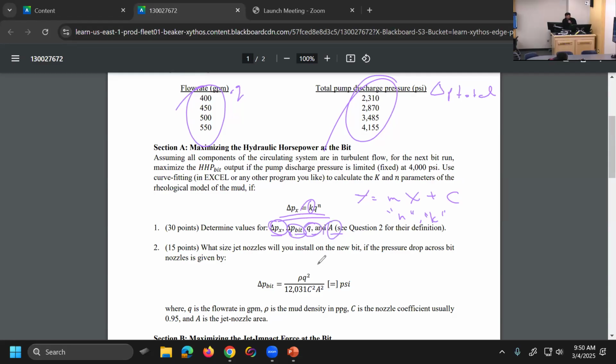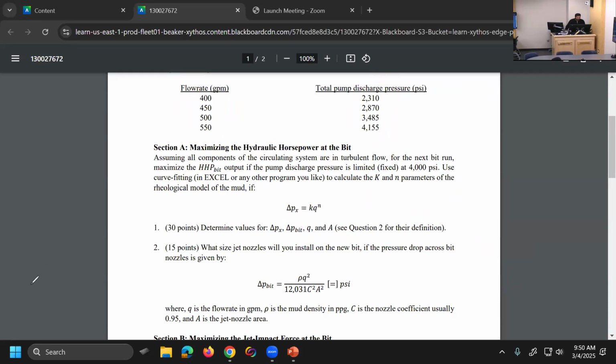And I want the last one. Once you find A, you can divide A by 3 because there are 3 nozzles, and then you get the diameter of the nozzles. But I want you to give me the diameter of the nozzles in 32nds of an inch, right? When you get the diameter of the nozzle, you are going to get a value of 0 point whatever. I want you to convert that to 32nds of an inch. And it should be a whole value, like 10 out of 32 or 15 out of 32.